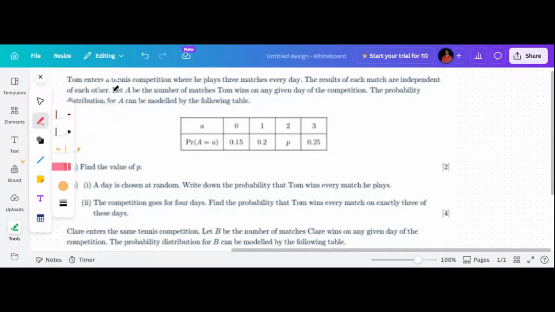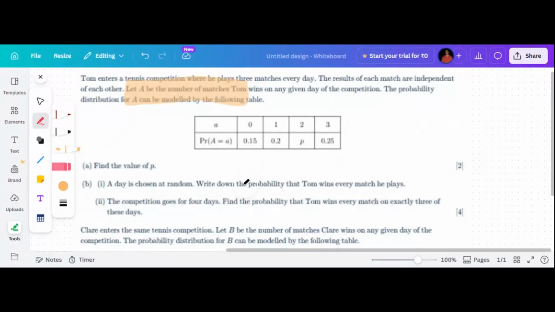Our variable is A, and as we see, A can only take integer values. Tom can win one match, two matches, zero matches. Tom cannot possibly win 0.1 matches or 2.1 matches. So it's a discrete random variable. The probability distribution is given in this table. Find the value of p.